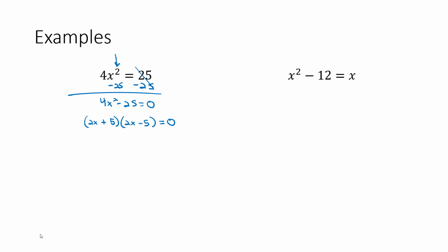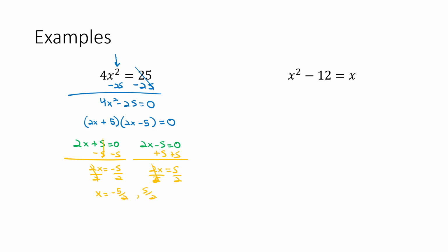And now we're factored. So we set each factor equal to 0. 2x plus 5 equals 0. 2x minus 5 equals 0. And solve these two remaining expressions. Subtract 5 from both sides. 2x equals negative 5. Divide by 2. And x is equal to negative 5 halves. Similar on the other equation. Add 5 to both sides. 2x equals 5. Divide both sides by 2. And then we get the positive 5 halves. Two solutions for x, negative 5 halves and positive 5 halves.